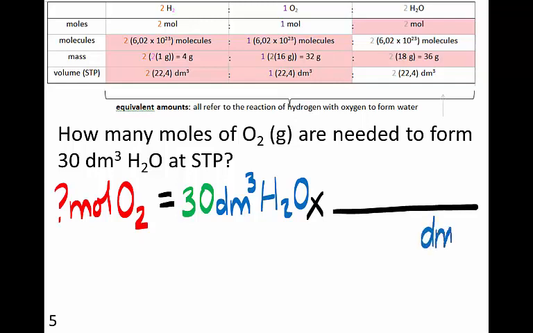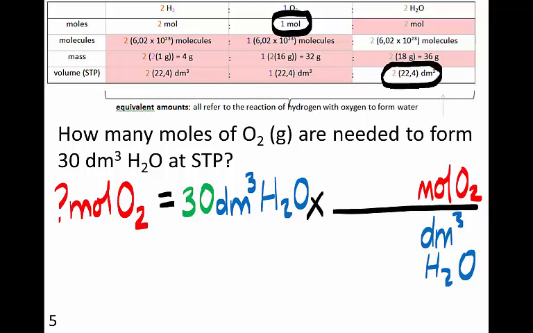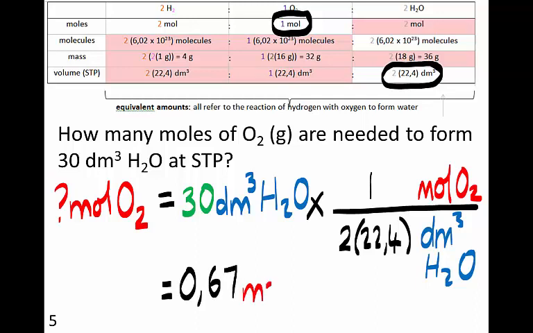We need decimeters cubed of water at the bottom. We need moles of oxygen at the top. So this is a particle volume reacting ratio. So we know that 1 mole of O2 produces 2 times 22.4 decimeters cubed of water. That is the ratio. We apply that ratio by multiplying with a conversion factor to this particular situation where we have 30 decimeters cubed of water, and we want to know how many moles of oxygen we need. 30 divided by 2 divided by 22.4, 0.67 moles of oxygen.